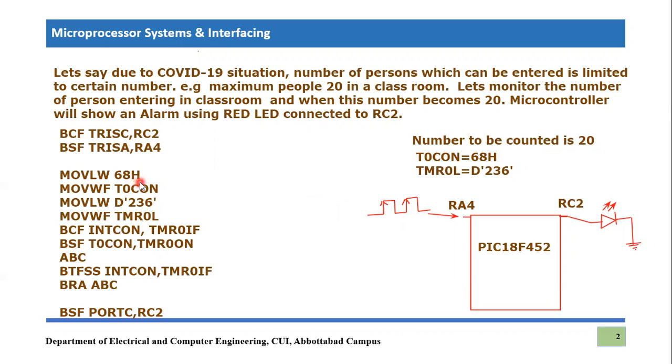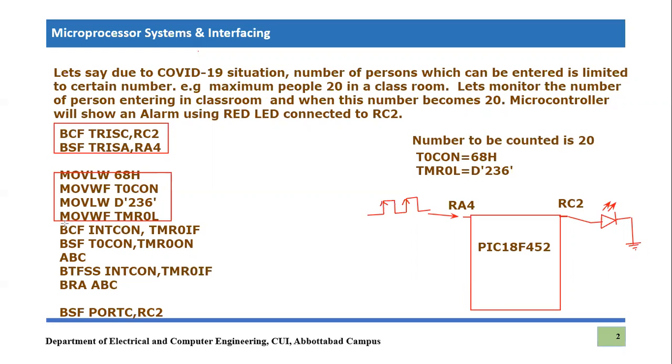And then MOVLW 68 hex. This is the value of timer 0 control that we calculated earlier. And MOVLW 236, and that we move into the timer 0 L byte, because we are using it only in 8-bit mode. So this is just the output and input configuration. This is the loading of various values inside the timer 0 registers.